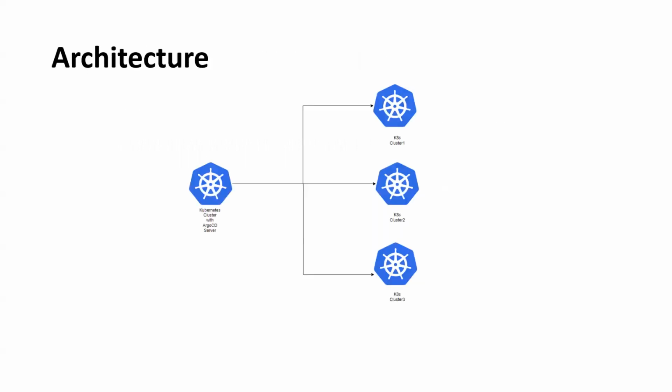So this is an architecture diagram where we have a master cluster on which we have installed the ArgoCD server, and some two or three remote servers or remote clusters on which we are going to deploy the applications.